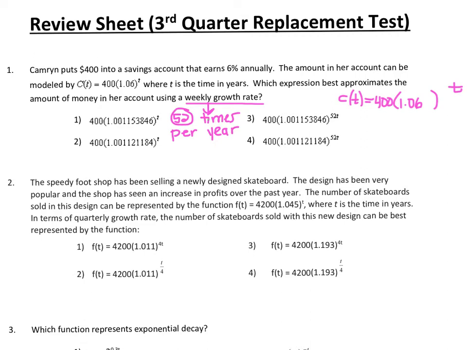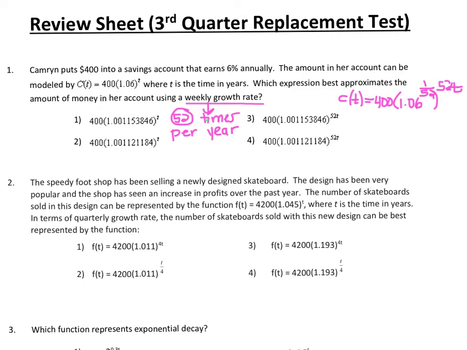So there are 52 weeks in a year, right? So if we want to find the weekly growth rate, we're looking at the growth rate 52 times per year. So this number right here is what we're going to put in front of the t, in front of the exponent. Now, if we put a 52 in front of the t, that changes the value of the original function. So what we need to do to compensate for that is put its reciprocal, 1 over 52, on the inside of the parentheses.